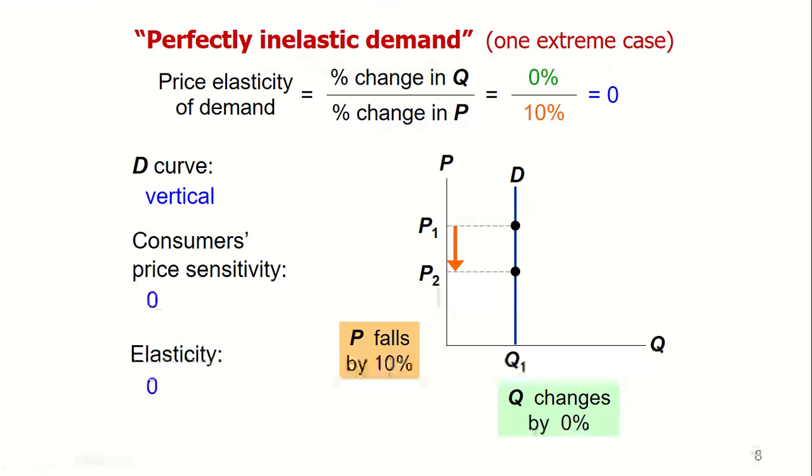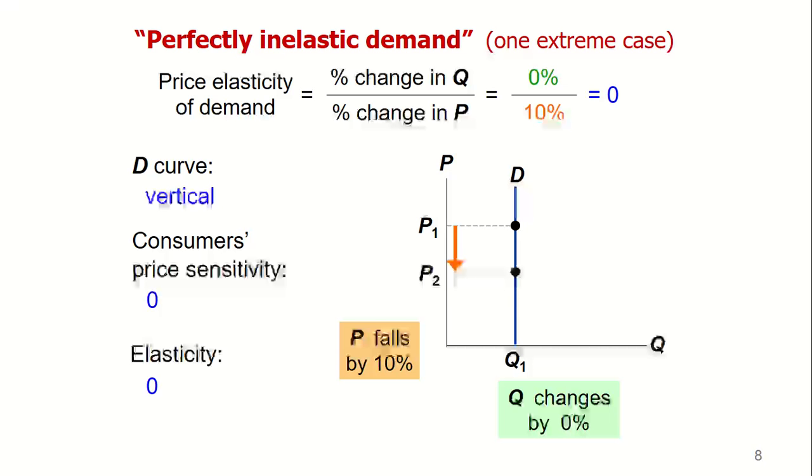Here comes perfectly inelastic demand. One extreme case. A perfectly inelastic demand curve. There is no variation in quantity here, as you can see. There is no wide range in quantity. Quantity changes by 0% when price falls by 10%. The demand curve is vertical, this one, and consumers' price sensitivity is none. Its elasticity is 0.